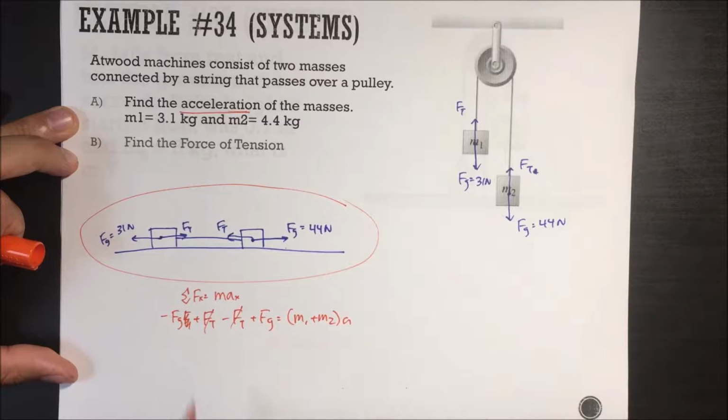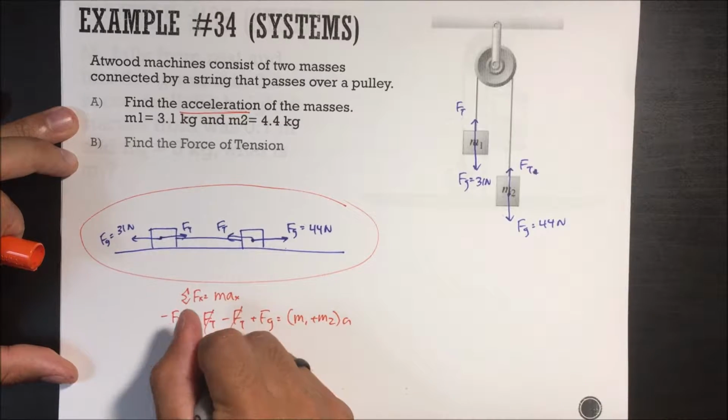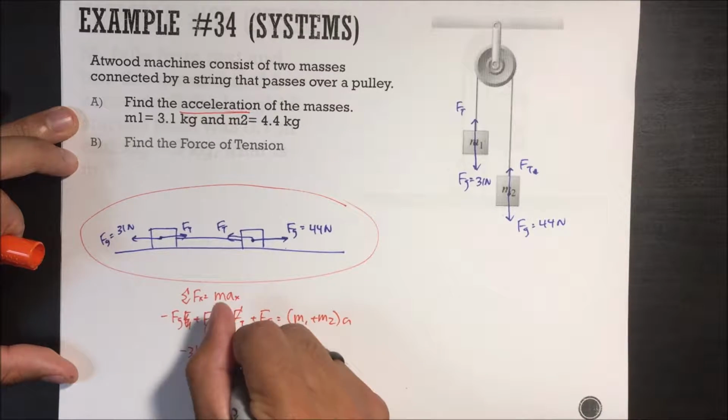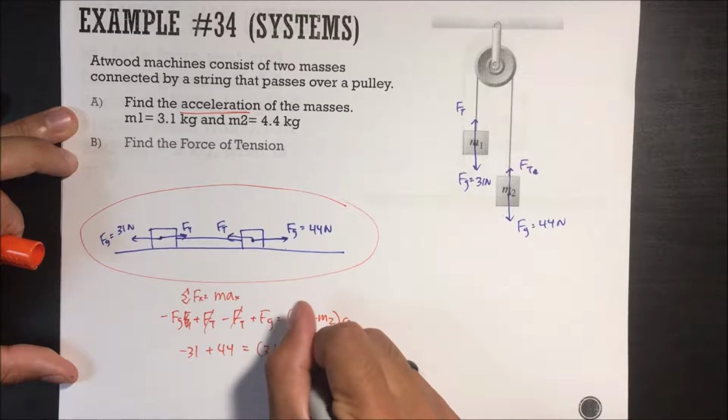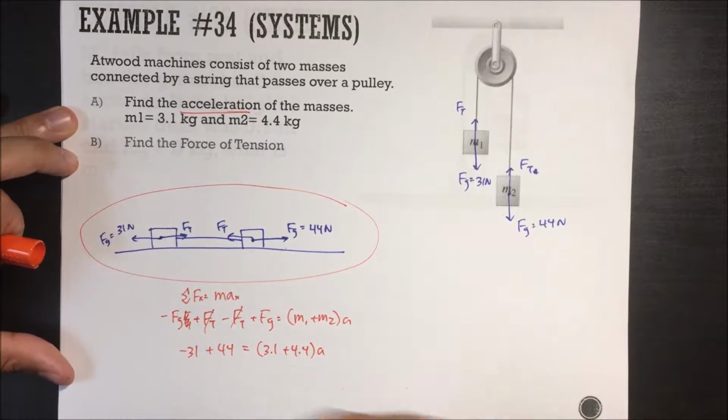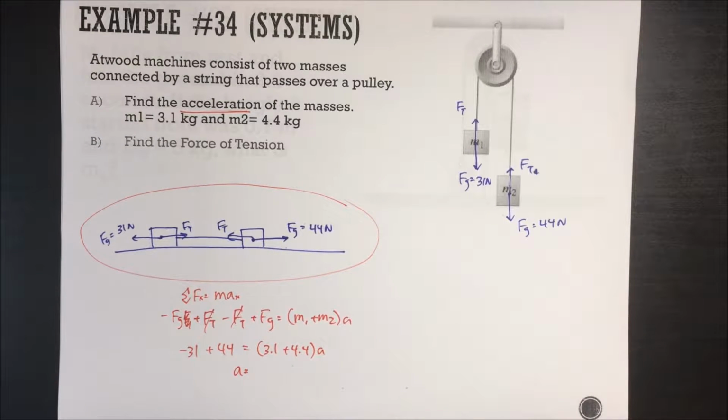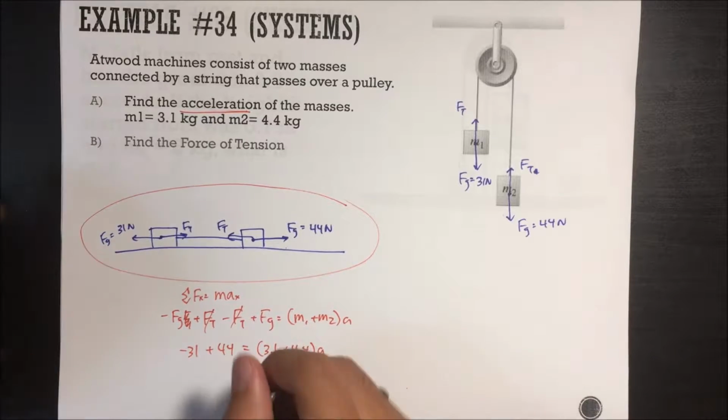Force of tension cancels out. This force of gravity is minus 31. This one is plus 44. Mass is 3.1 plus 4.4 acceleration. And then we get the acceleration is equal to negative 31 plus 44 divided by 3.1 plus 4.4. We get 1.73 meters per second squared.